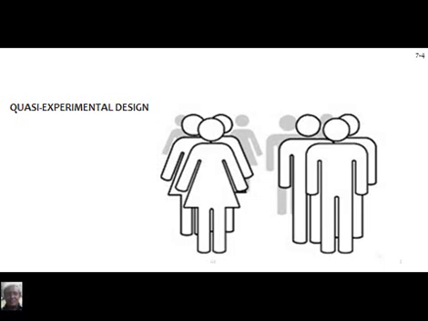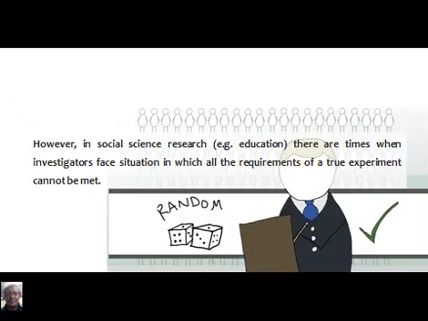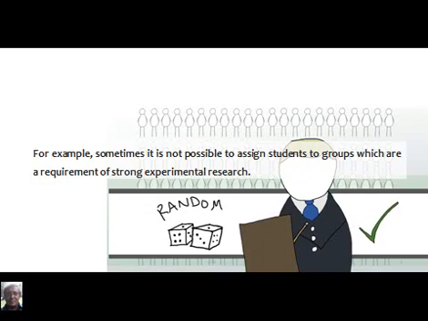Quasi-experimental design. So far, we have examined both weak and strong experimental research designs. However, in social science research, for instance education, there are times when investigators face situations in which all the requirements of a true experiment cannot be met. For example, sometimes it is not possible to assign students to groups, which is a requirement of strong experimental research.